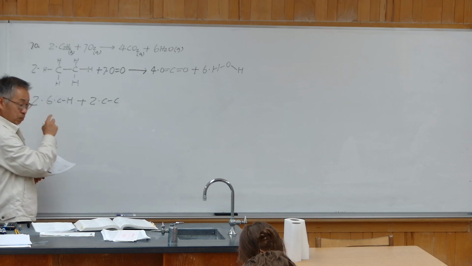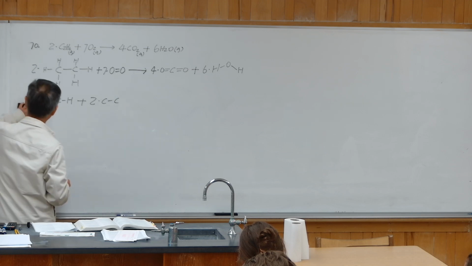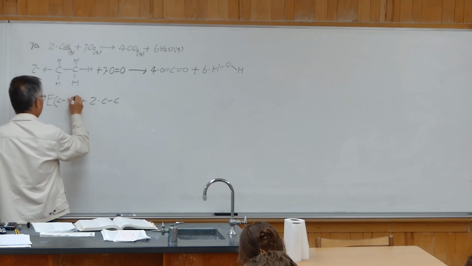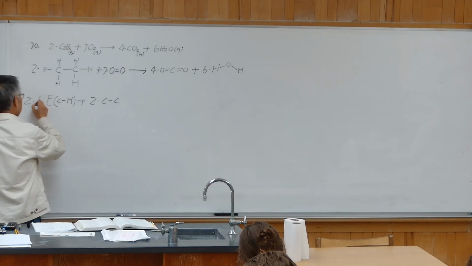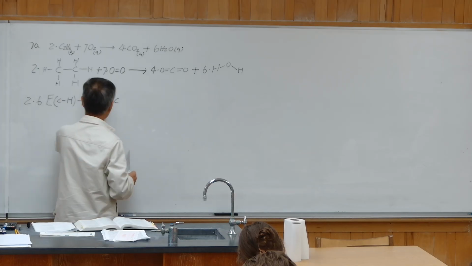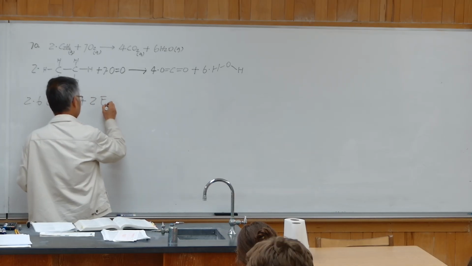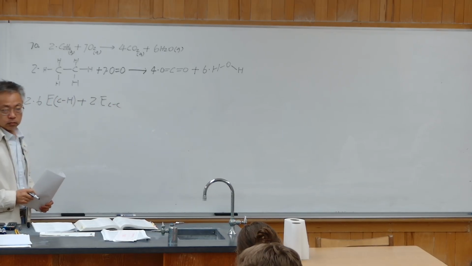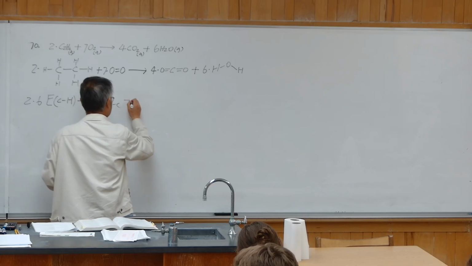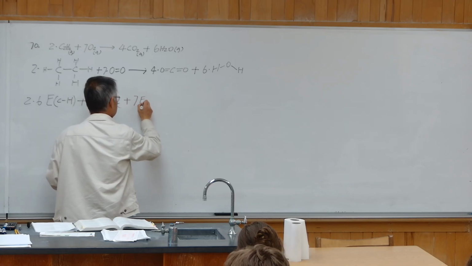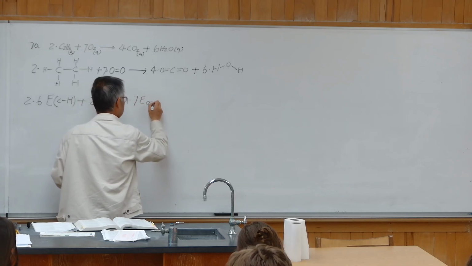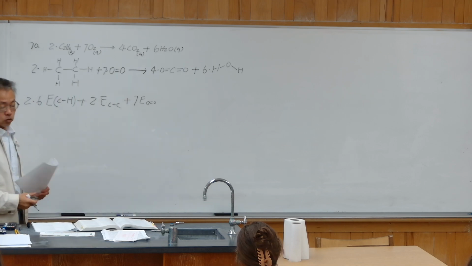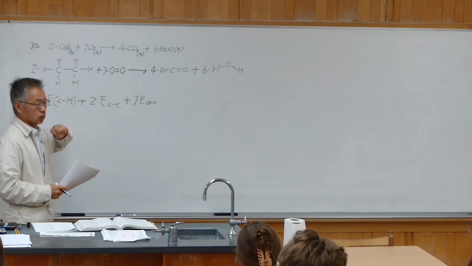We count this as bond energy, so this should be the bond energy of the carbon-hydrogen single bond, 2 times 6. Right? Plus the bond energy of the carbon-carbon single bond. Then oxygen, 7 times the oxygen-oxygen double bond. Okay, so for the reactants, all these bonds must be broken.